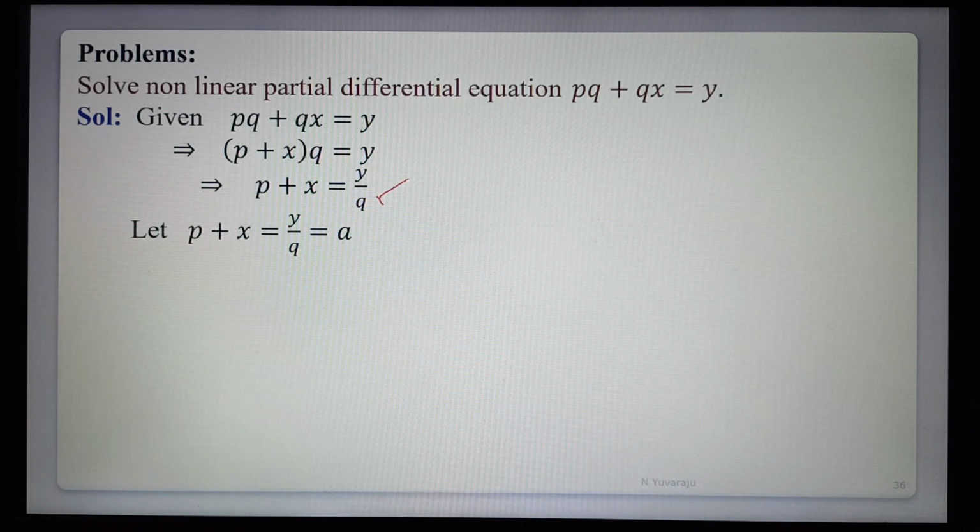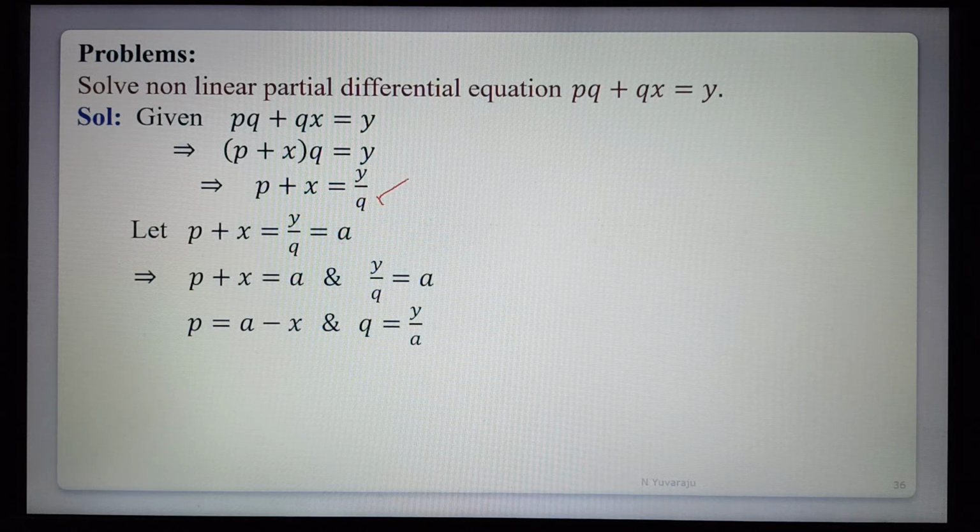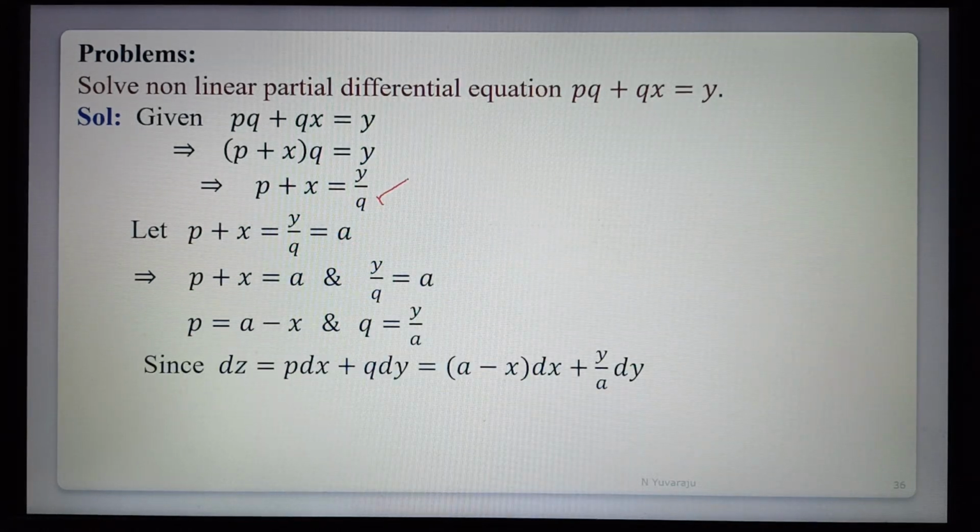Separating, p plus x is equal to a and y by q is equal to a, and solving both equations for p and q separately. Therefore p is equal to a minus x and q is equal to y by a. Now eliminating p and q by substituting in the formula dz is equal to p dx plus q dy, we get dz is equal to a minus x into dx plus y by a into dy.